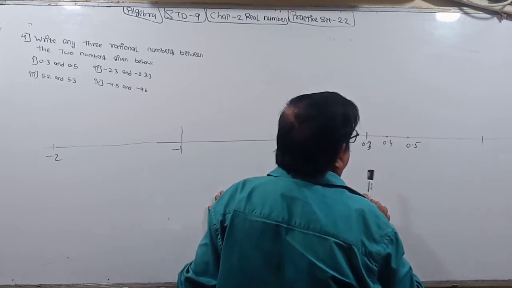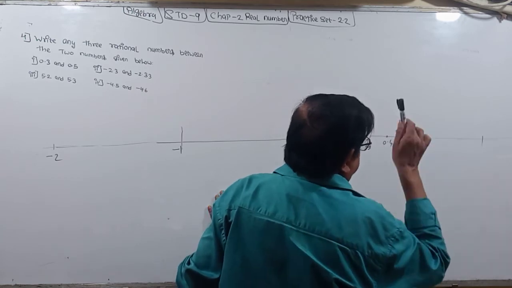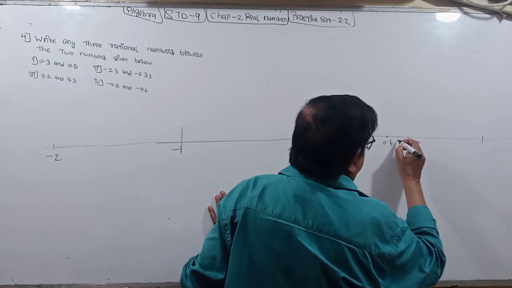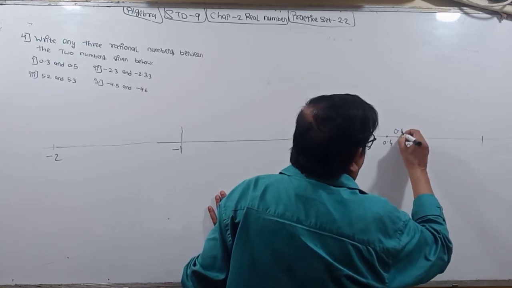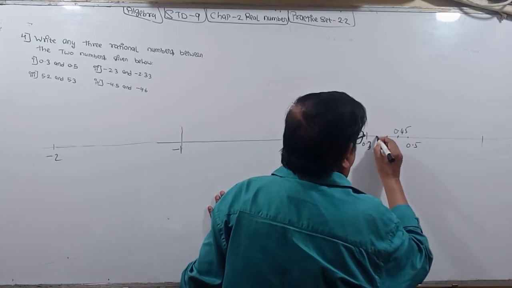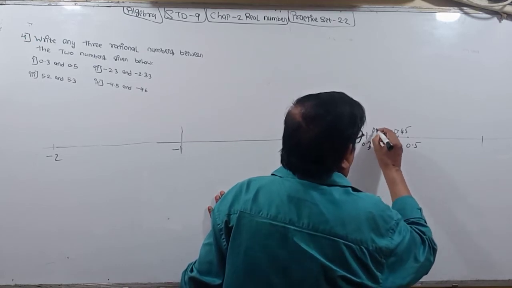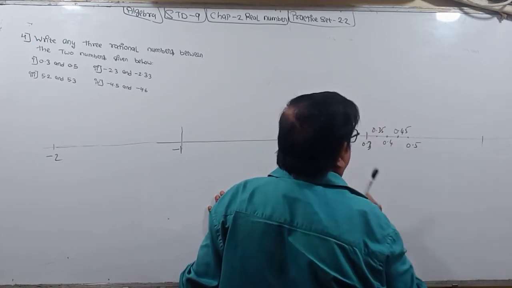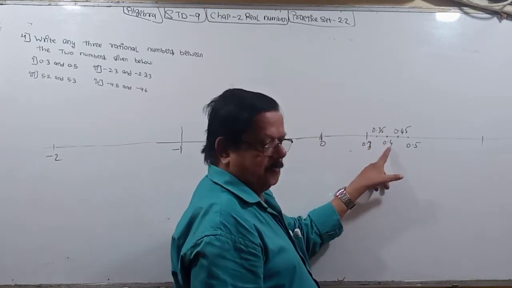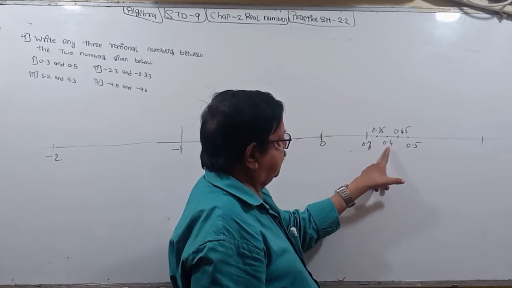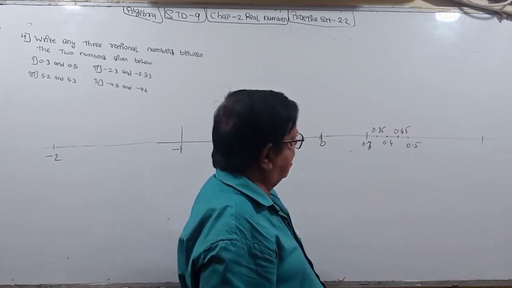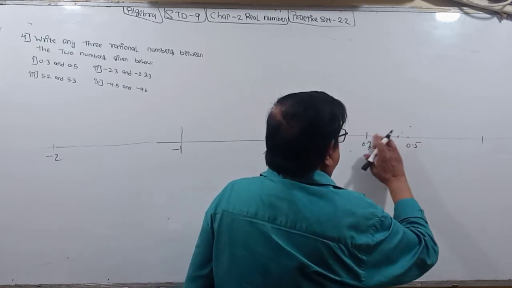And between this and this, one more point you get: 0.45. Either one more point you get, 0.35. Definitely 0.35 is between 0.3 and 0.4, and 0.45 is between 0.4 and 0.5. You will get this. I will tell you the second method.